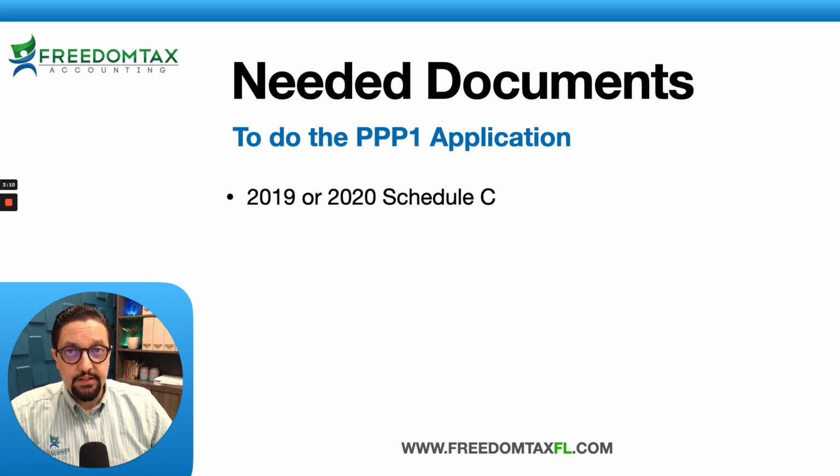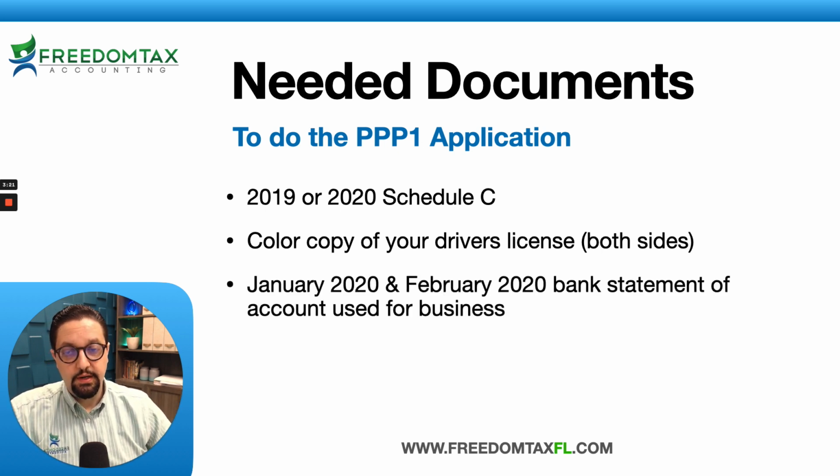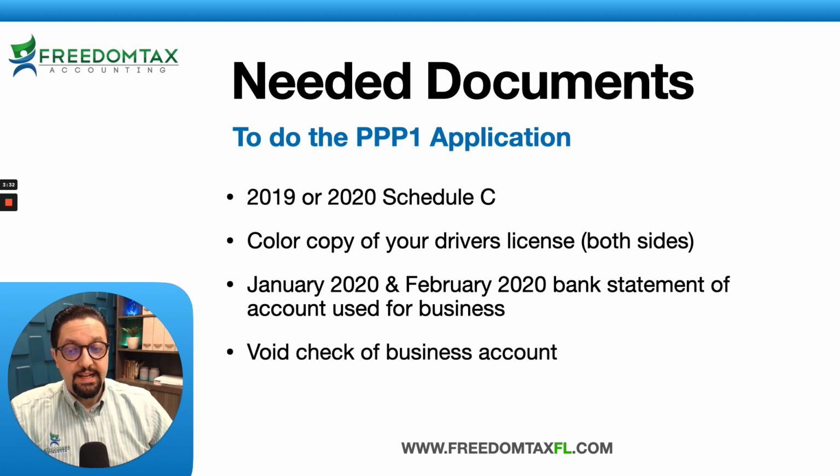You're going to need your 2019 or your 2020 Schedule C. You're going to need a color copy of your driver's license on both sides. You're going to need the January 2020 and February 2020 bank statements of the account used for the business. You're going to need also a void check of the business.